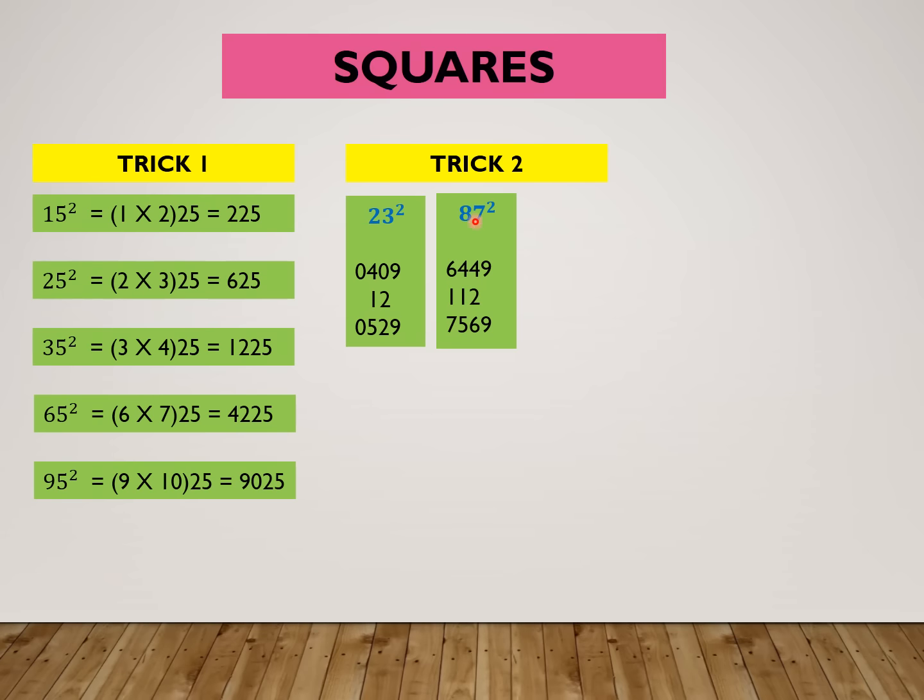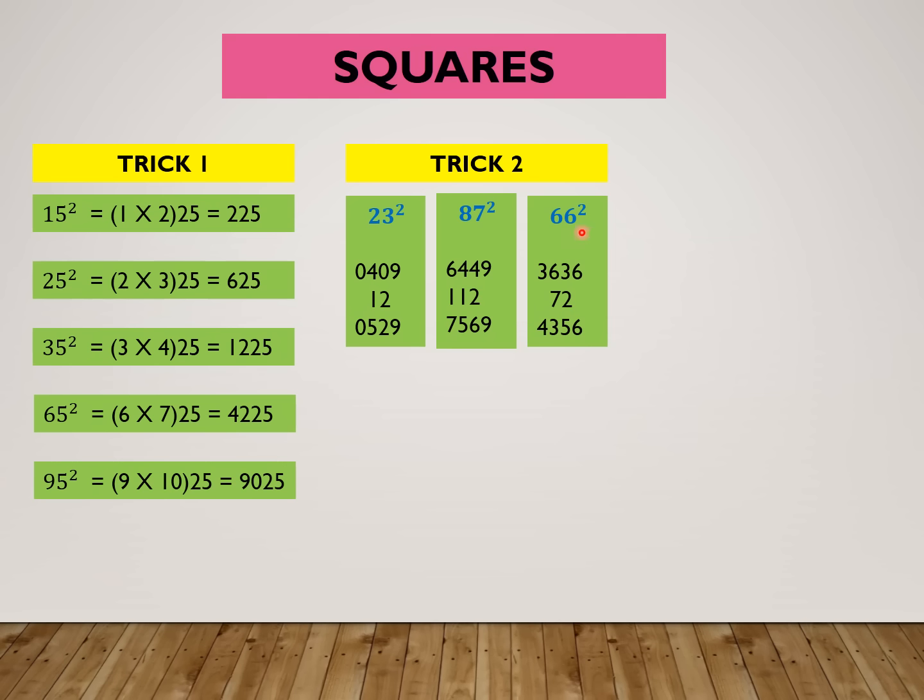One more example, 87 square. Square of 8 is 64. Square of 7 is 49. Now 8 into 7 is equal to 56. 56 into 2 is equal to 112. Now we will add it column wise. Your result is 7569.